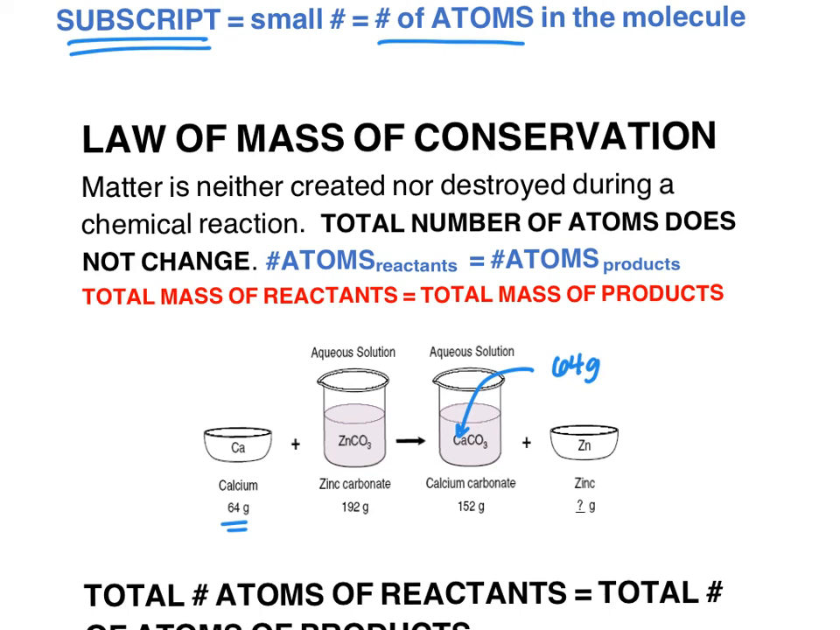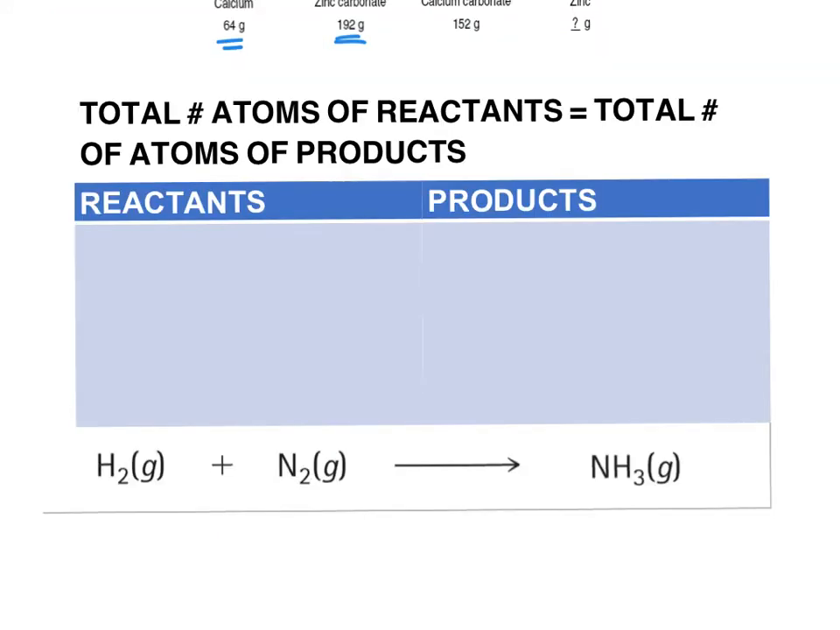And in my zinc carbonate, if I have 192, you can do a little bit of backwards math, but I will have the same amount of carbonate on both sides and the same amount of zinc on both sides. So that's why it's important you balance your chemical equations. The total number of atoms of your reactants will always equal the total number of products.